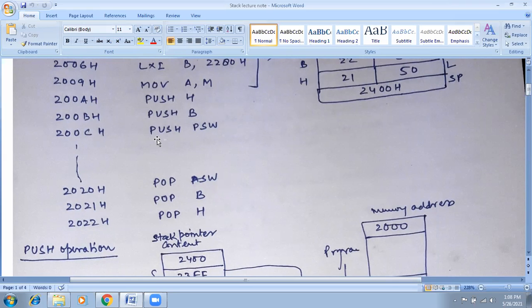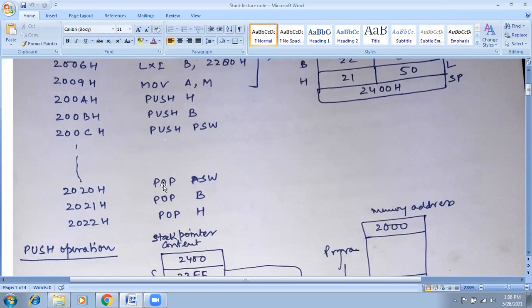Push instruction is used to store the data of the register pair into the memory that is used as a stack. Similarly, pop instruction is used to retrieve the data from the memory which is used as a stack into the register pair. So what we want here is the register pair to be accumulator plus the flag register. So that is why I have written pop PSW.